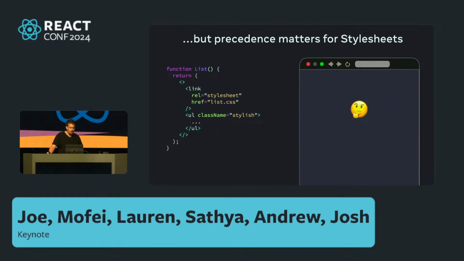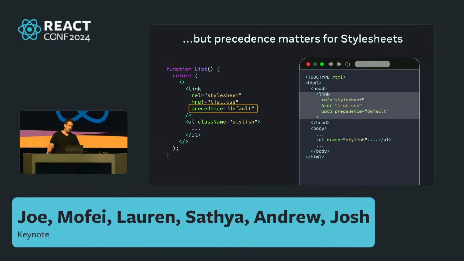But style sheets are a bit more challenging. Style sheets are sensitive to their relative order because later style sheets override earlier ones when style rules conflict. For this, we need a little help from you. In React 19, if you tell React about the precedence of a style sheet, React will insert it into the document head, ordered relative to the other style sheets with a defined precedence.